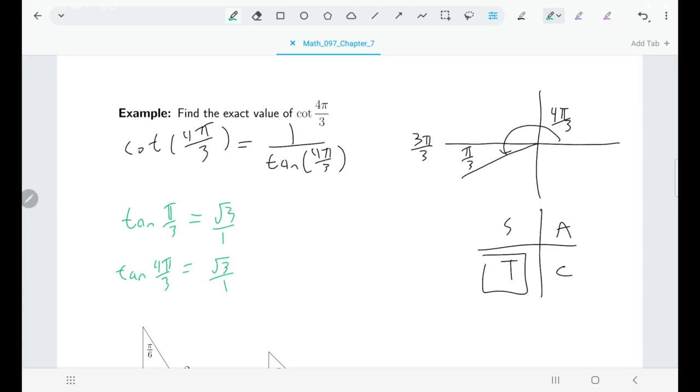Okay, so we found most of what we need. We know what tangent of pi over 3 is. That led us to find what tangent of 4 pi over 3 is. And as our last move, we just have to say, well, cotangent is the reciprocal of tangent. And since tangent was equal to root 3 over 1, then cotangent should be the reciprocal of that. It should be 1 over root 3. And of course, rationalizing our denominators to give us cotangent of 4 pi over 3 being equal to root 3 over 3.